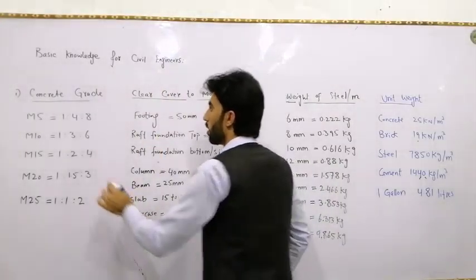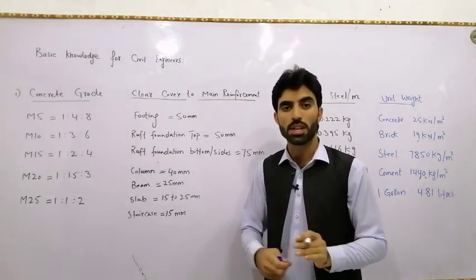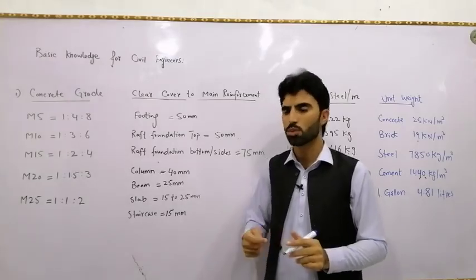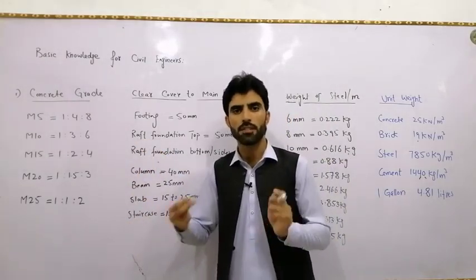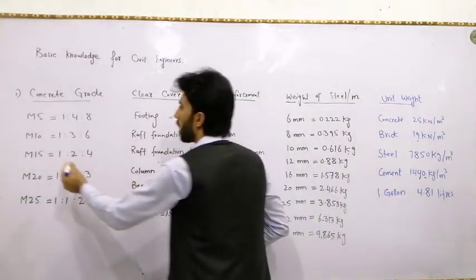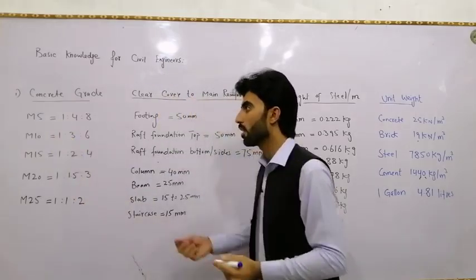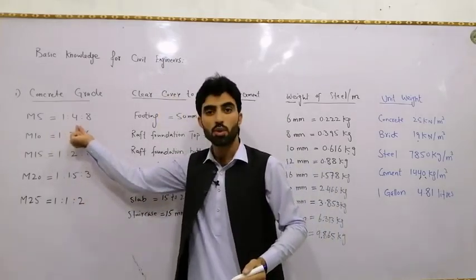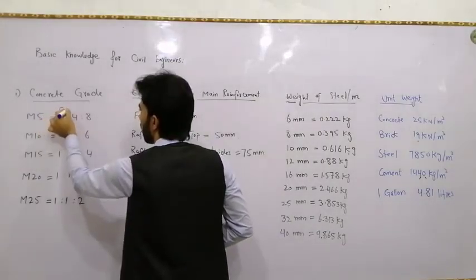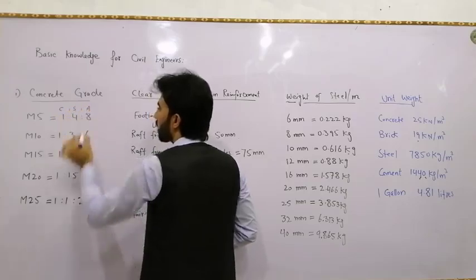So let's start basic knowledge for civil engineers. The first one, concrete grade. You already know what the grade of concrete is. If you don't know, the link is in the description of this video: what is grade of concrete and different types of concrete grade. The first grade of concrete is M5, and the ratio of M5 is 1:4:8. So 1 is cement, 4 is sand, and 8 is aggregate or crush.